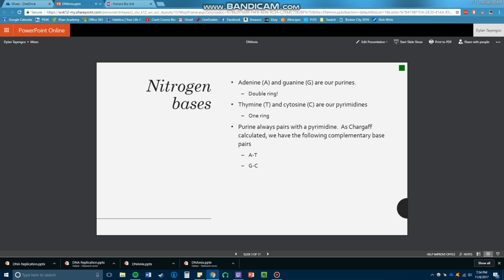Let's start with our nitrogen bases. Adenine and guanine are our double rings, which are the purines, and thymine and cytosine are our pyrimidines. Just a good rule of thumb, a purine always pairs with a pyrimidine, and Chargaff gave us all the math for that. And we also know, based on his studies, that adenine goes with thymine and guanine goes with cytosine, or A to T and G to C.